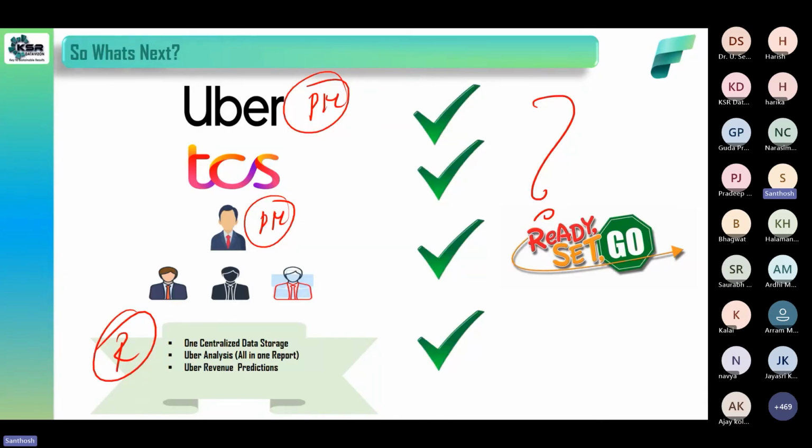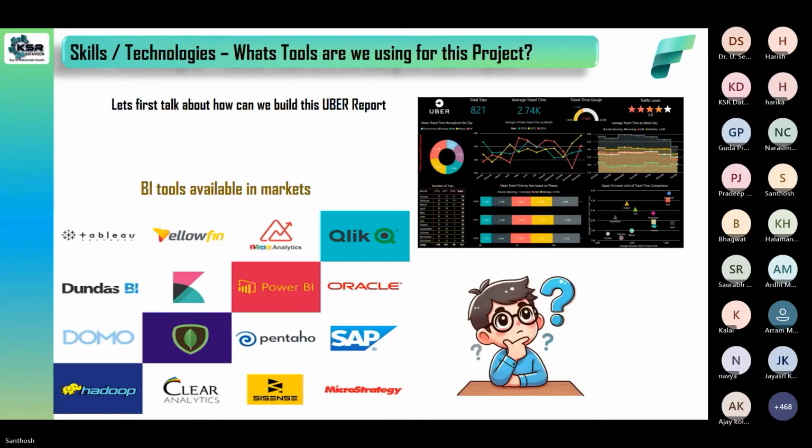What are the tools that we are going to use? That's next. We know the project, we know what we need to do, we know who is the client, we know the team. What's next? Now, what are the tools that we are going to use for this project? What skillful people do you need? What type of role do you need? That is really important to run the project.